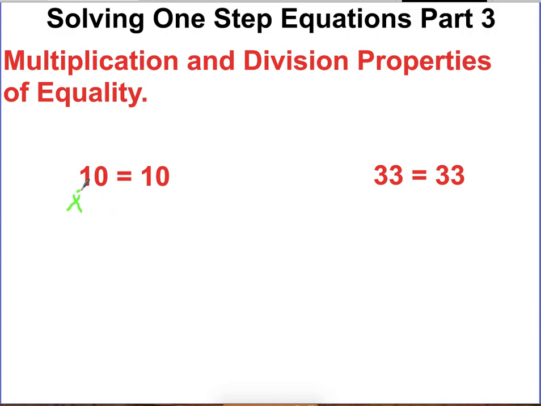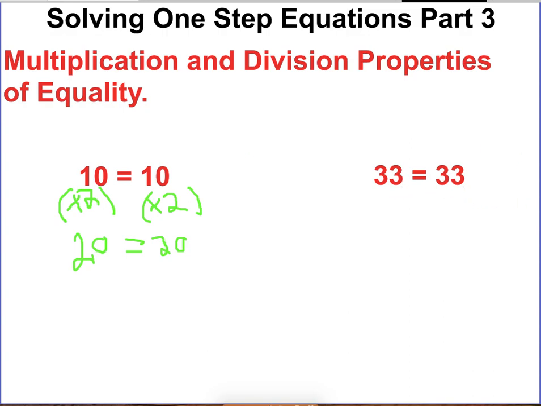So if I multiply both sides of this equation by 2, 10 times 2 is 20. And on the right side, 10 times 2 is also 20. This will work for any number as long as I multiply by the same number on both sides.